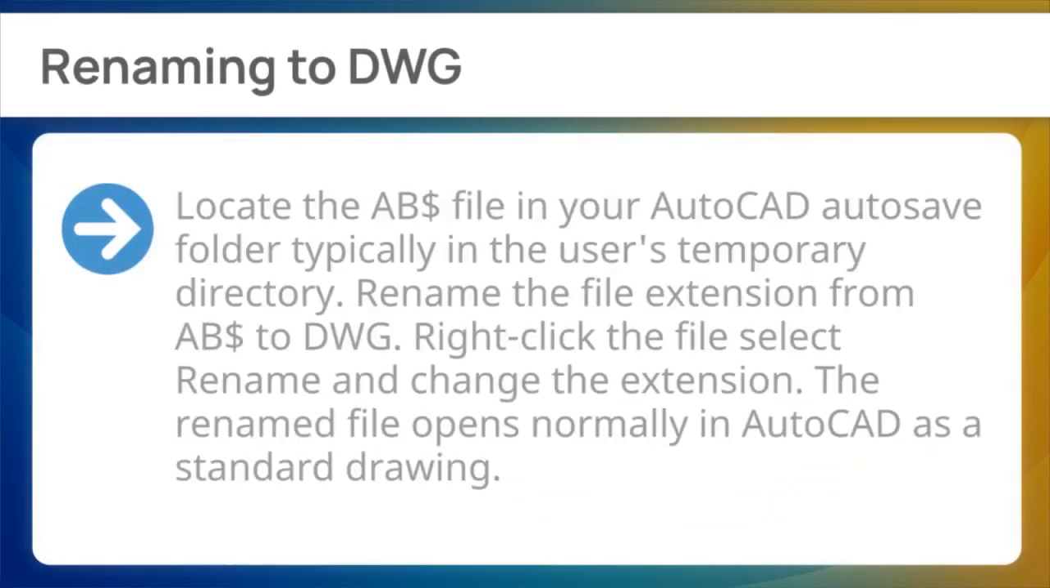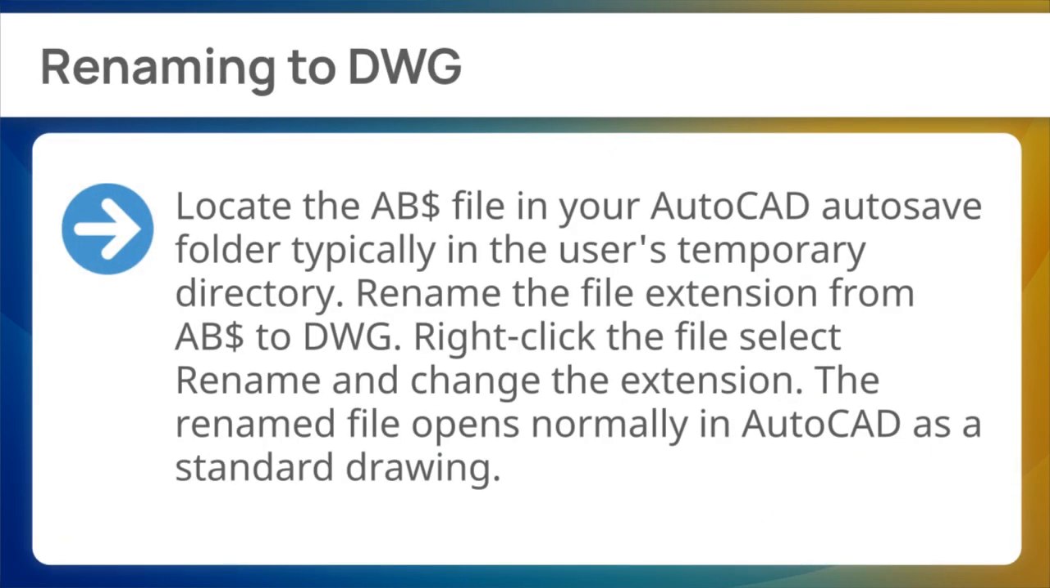First, renaming to DWG. Locate the AB$ file in your AutoCAD autosave folder, typically in the user's temporary directory. Rename the file extension from AB$ to DWG. Right-click the file, select Rename, and change the extension. The renamed file opens normally in AutoCAD as a standard drawing.